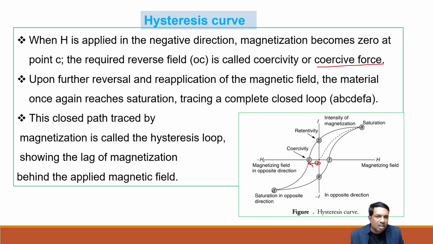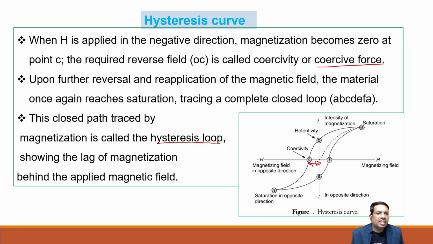Upon further reversal of the magnetic field, the material once again reaches saturation, tracing a complete loop from A, B, C, D, E, F, again A. This is a complete loop. So the closed path traced by magnetization is called the hysteresis loop, showing the lag of magnetization behind the applied magnetic field. And this concept can be explained based on the orientation of the domains as well.